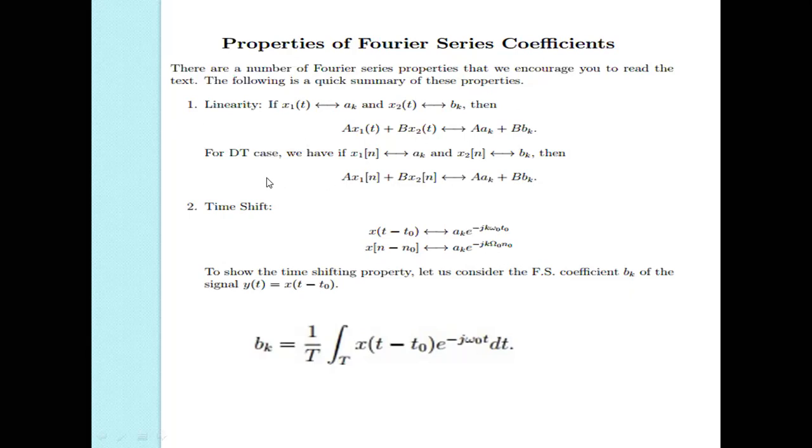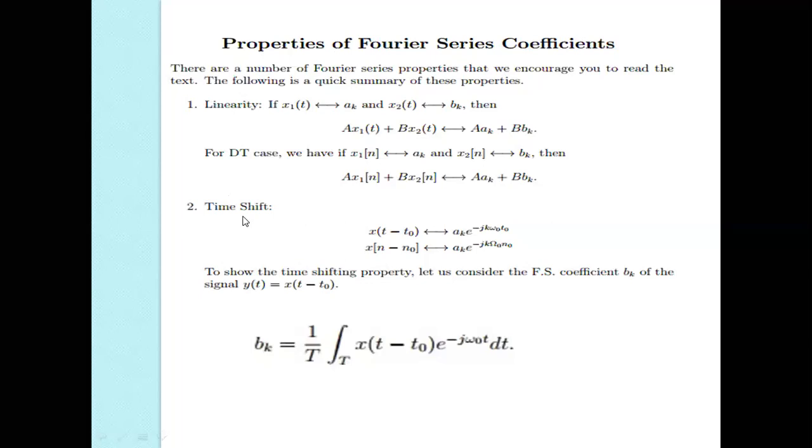Now I am saying here it is as a continuous time function. If it is a discrete time function, x1 of n is a of k, x2 of n is b of k. The linearity property says a x1 of n plus b x2 of n, applying the Fourier series here, gives a times a of k plus b times b of k, as of the linearity property.